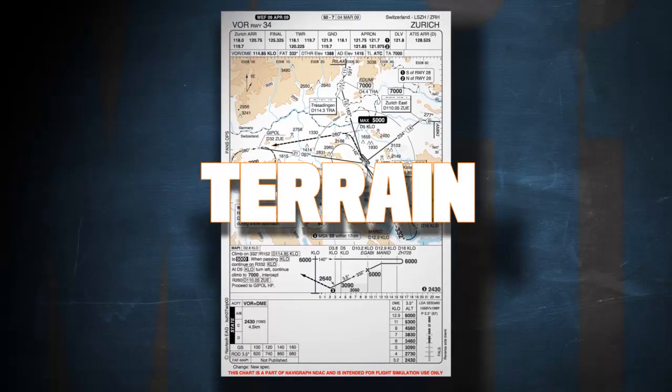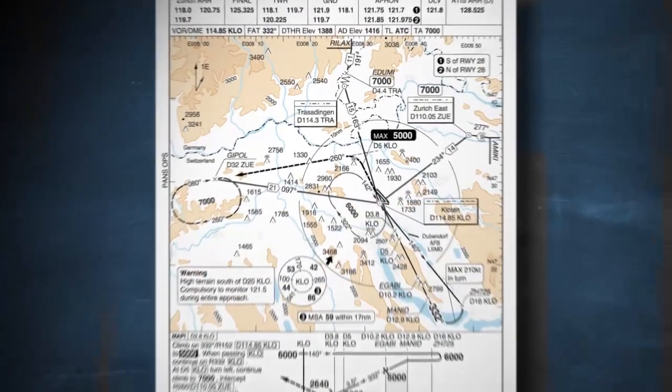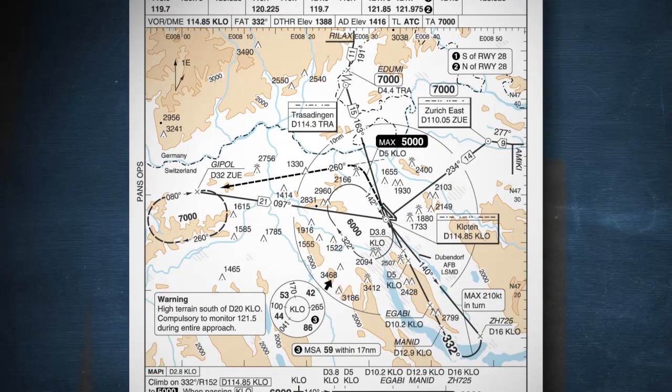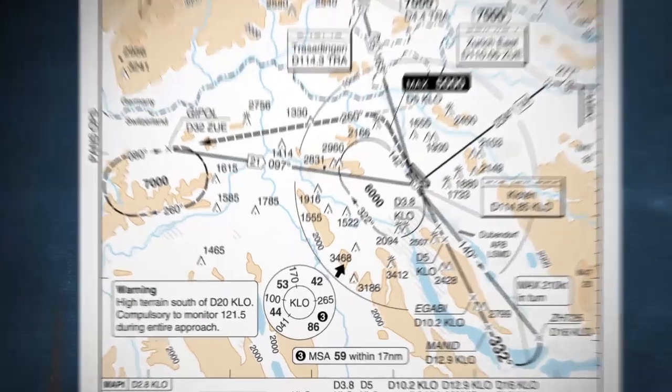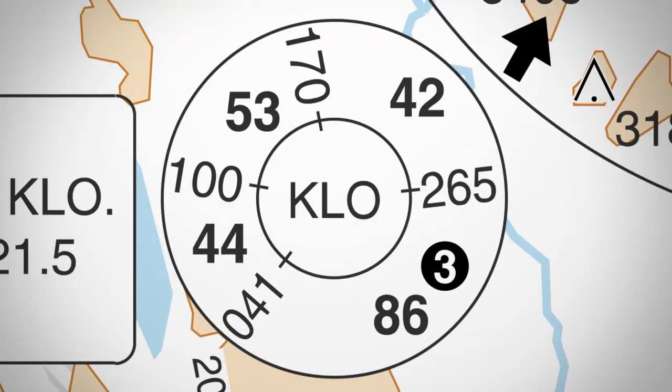T, terrain. Be familiar with all the high terrain in your area. In our case, there is a considerable amount, so the airport elevation is over 1,400 feet, and there is high ground to the northwest and southeast. Although we covered the minimum safe altitude when we were talking about altitudes, make sure you are comfortable with what is expected of you here.